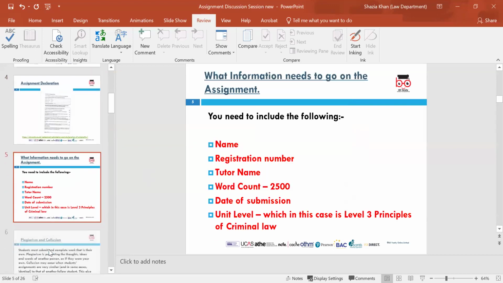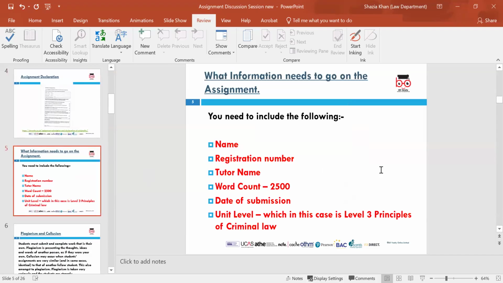Okay. So what information needs to go on the assignment? You need to have your name, as we mentioned, your registration number, your tutor's name, if possible. Word count for this assignment is 2,500, and the date of submission. So when you submitted the assignment, okay? After this session, you have 2 weeks to submit the assignment. So you need to put the date of the submission. Unit level, which in this case is level 3, Principles of Criminal Law, and you need to submit the work on learnerwork@ukvarsity.co.uk.